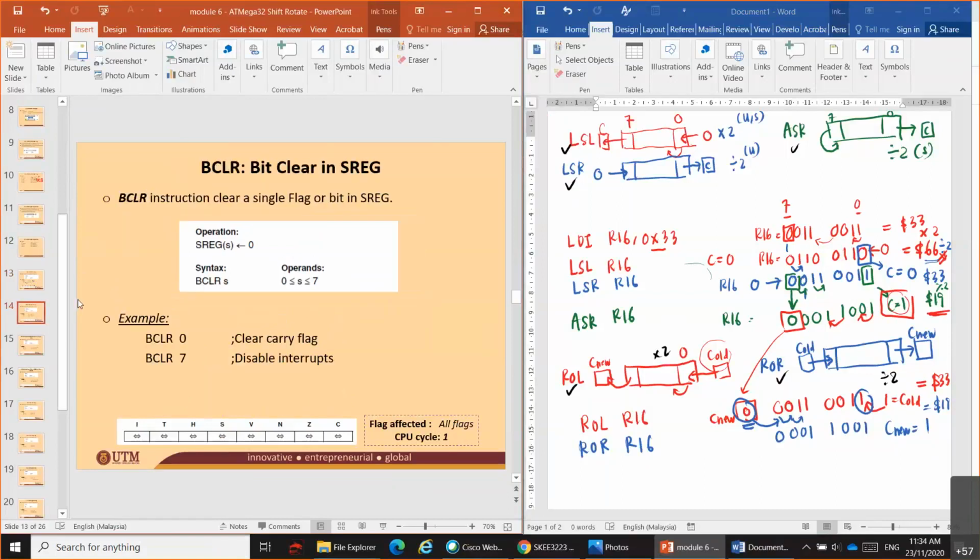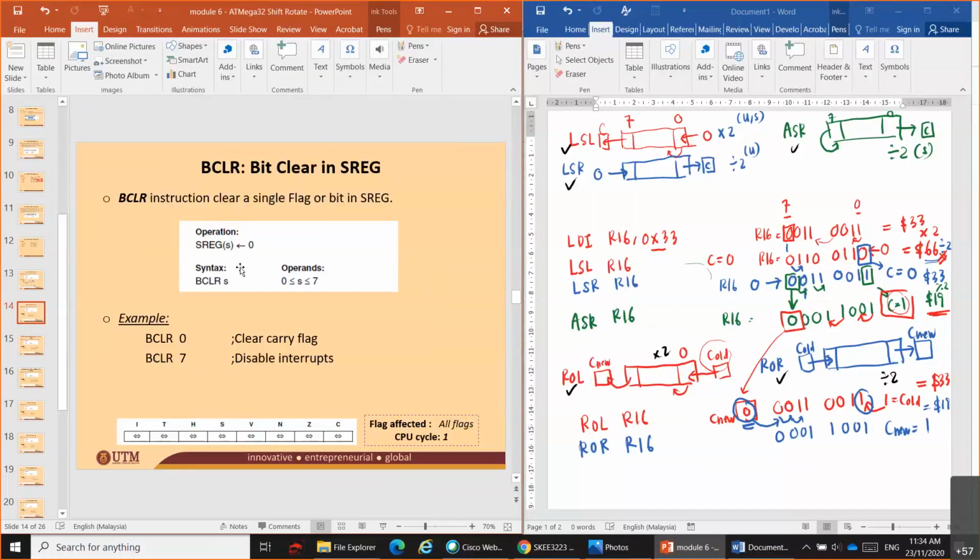Okay, next we have the BCLR. This BCLR instruction clears a single flag or bit in your status register. BSET sets the flags inside your status register, while BCLR clears the flag inside of your status register. So this is the syntax.